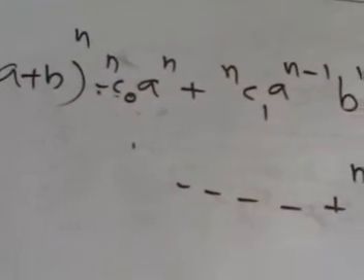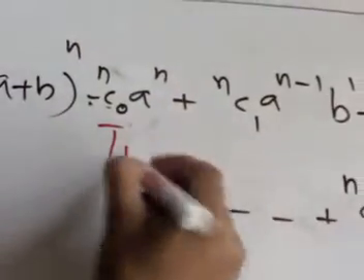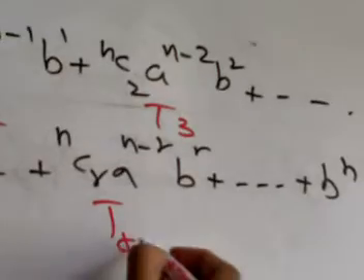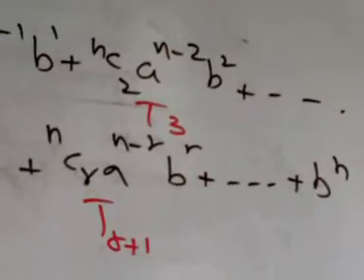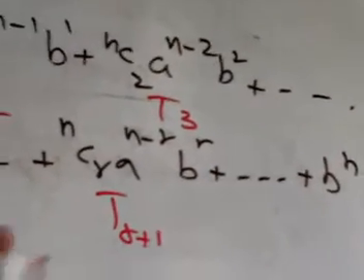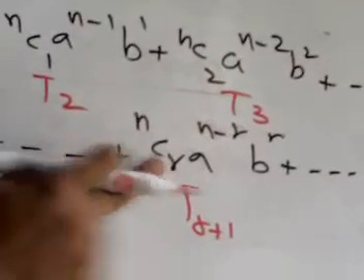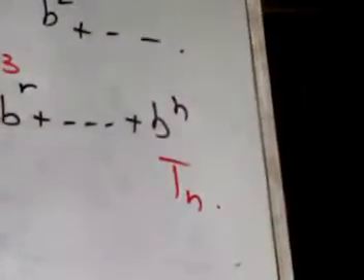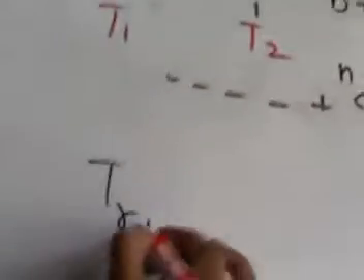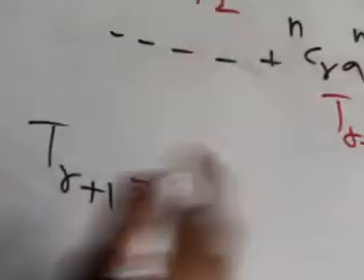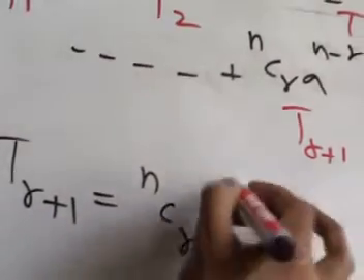So let me just tell you, this is the first term, this is the second term, this is the third term, this is the r plus 1 term, remember, because you see that there is an r, and this is the (n+1)th term. So I'll just give you a little layout that T(r+1), the general term formula, is nCr a^(n-r) b^r.